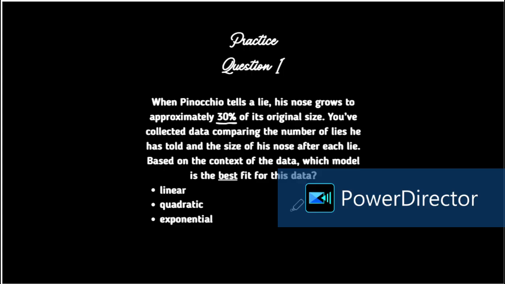Dealing with 30%, which means we're dealing with a percentage or a decimal place. We're dealing with multiplication. It's going to be exponential because at first his nose is going to grow kind of slow and then it's going to grow faster and faster and faster.